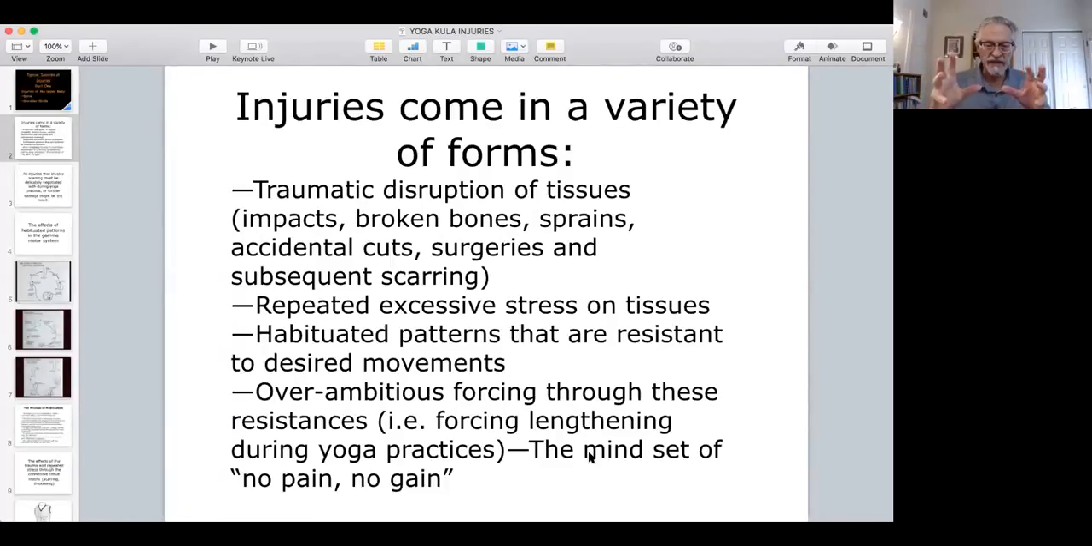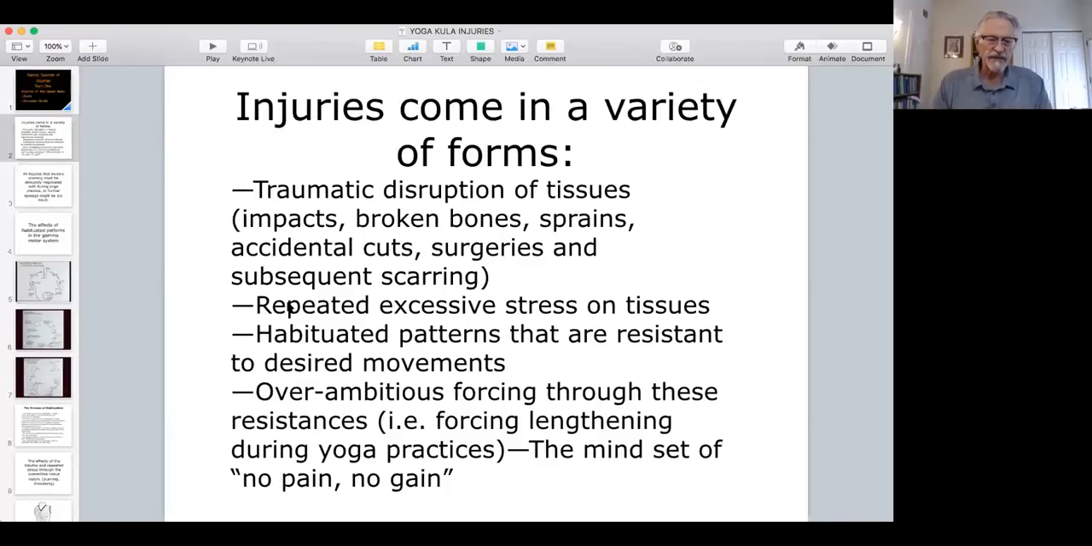And I cannot stress enough, this is a very dangerous mindset, because it leads you to tolerate the pain you're encountering. It teaches you to discount the pain you are experiencing as you meet these resistances and try to force your way through. And in that forcing your way through and tolerating that pain, the potential is there to only create further damage to the tissue.